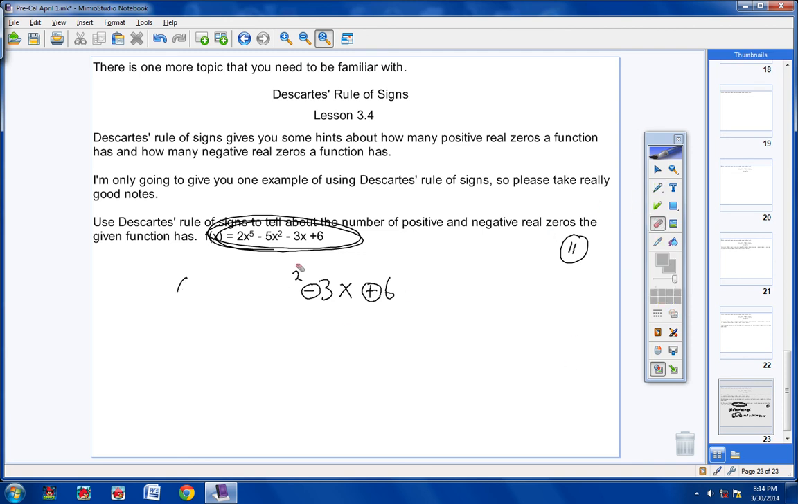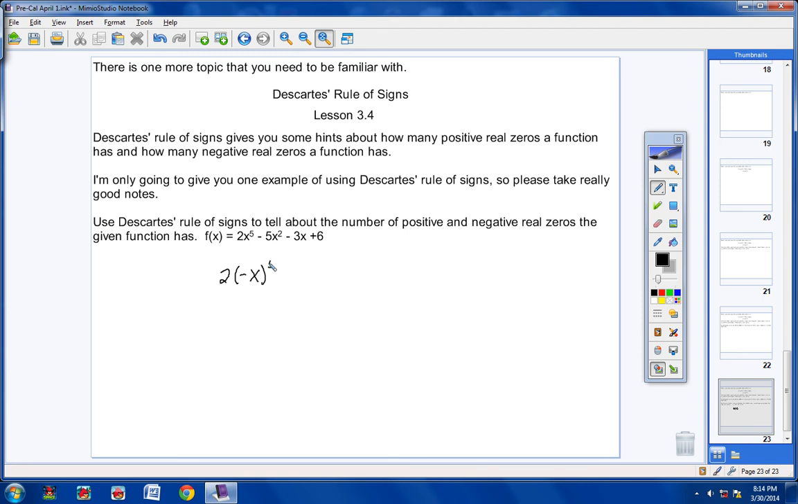Now, how do I check for negative real zeros? Well, I'm glad you asked. Everywhere there's an x, you put a negative x. And then you simplify. If I take negative x to the 5th power, that's an odd number, negative times negative times negative times negative times negative. That's going to give me a negative x to the 5th times a positive 2. That's going to give me a negative 2x to the 5th.